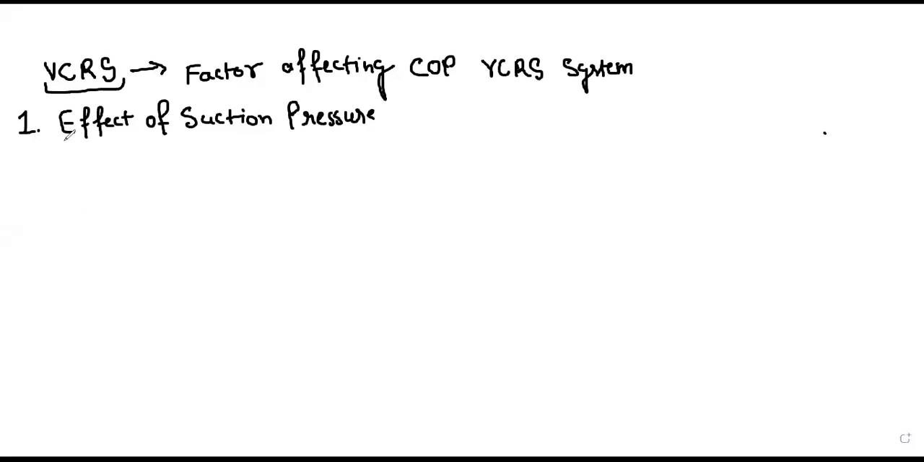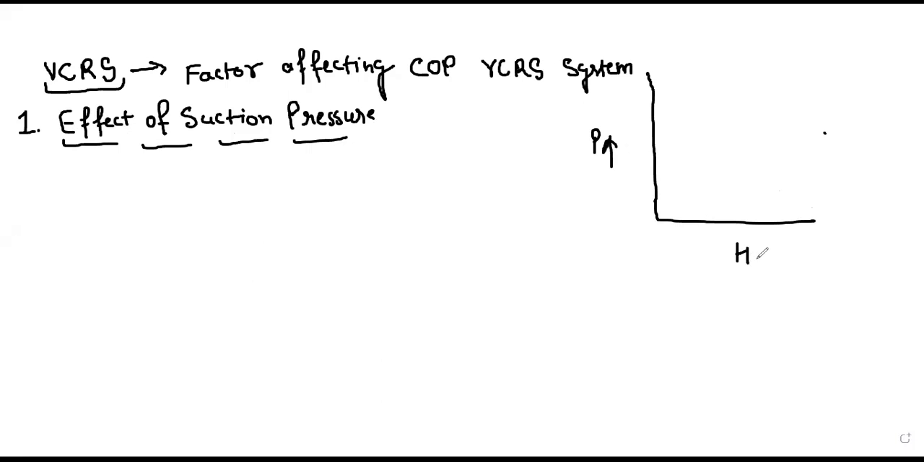Okay. So this is the first parameter that we're going to discuss. And for that, basically we have to draw the pH graph. So in the last lecture, I discussed with you guys about the pH graph, pressure and enthalpy graph, for the VCRS system.